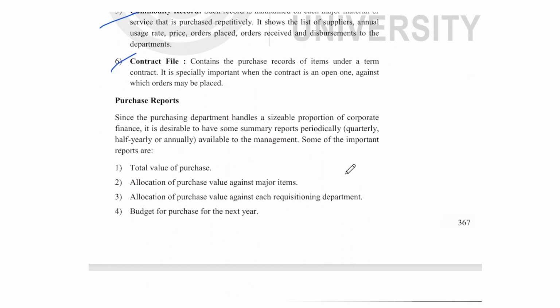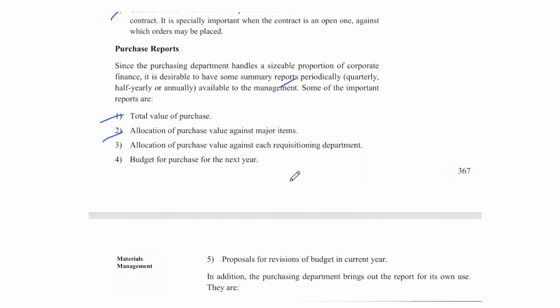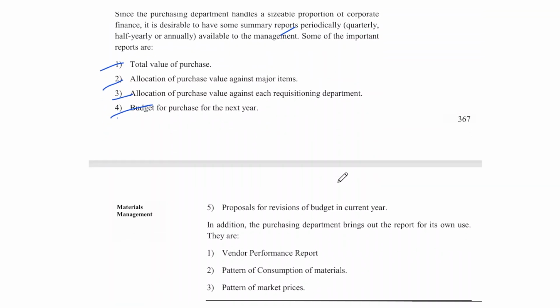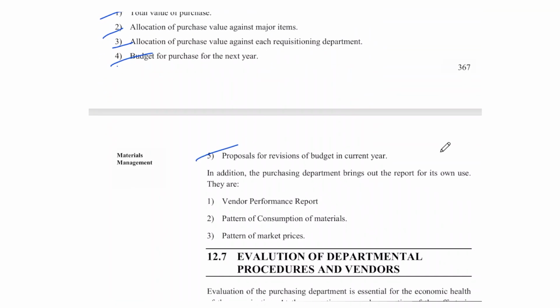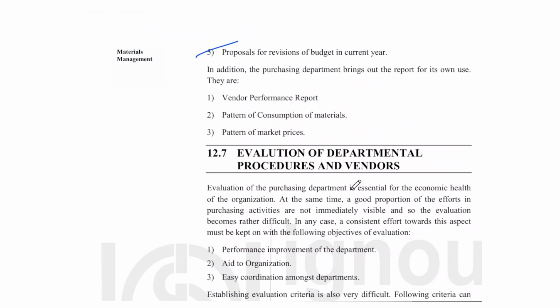And next is purchase report. Since the purchasing department handles a sizable proportion of corporate finance, it is desirable to have some summary reports periodically available to the management. Some of the important reports are total value of purchase, allocation of purchase value against major items, allocation of purchase value against each requisition department, budget for purchase for the next year, and proposal for revisions of budget in current year. In addition, the purchasing department brings out the report for its own use. They are vendor performance report, pattern of consumption of material, and pattern of market price.